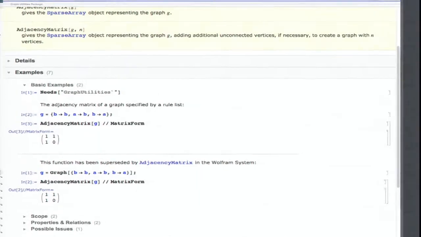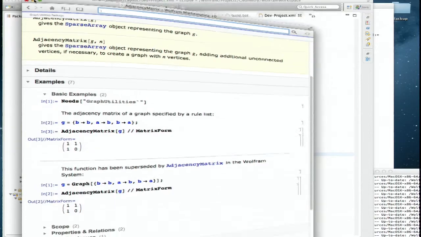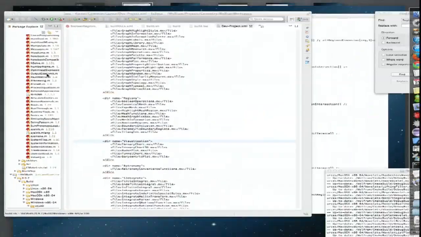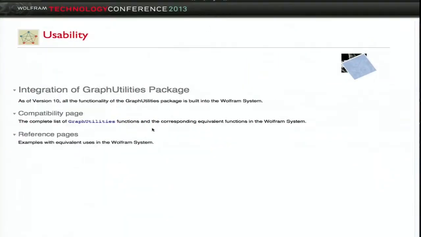Okay, so let me get back to my talk here. Right. So that's in terms of usability and integration with GraphUtilities.